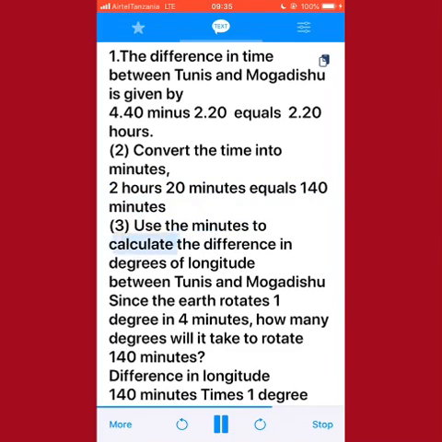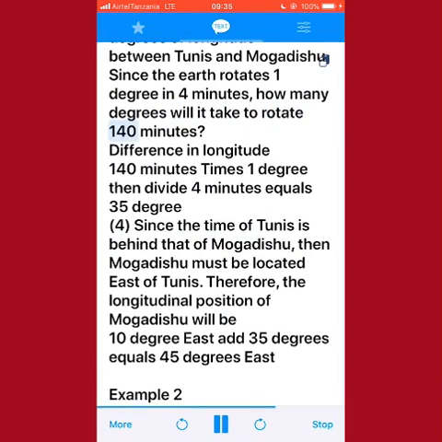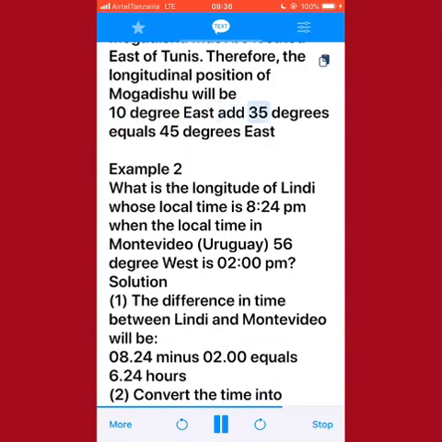3. Use the minutes to calculate the difference in degrees of longitude between Tunis and Mogadishu. Since the Earth rotates 1 degree in 4 minutes, how many degrees will it rotate in 140 minutes? Difference in longitude: 140 minutes times 1 degree, then divide by 4 minutes, equals 35 degrees. 4. Since the time of Tunis is behind that of Mogadishu, then Mogadishu must be located east of Tunis. Therefore, the longitudinal position of Mogadishu will be 10 degrees east add 35 degrees equals 45 degrees east.